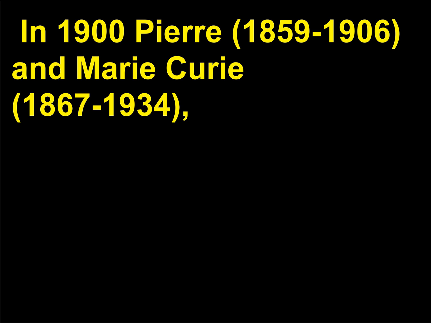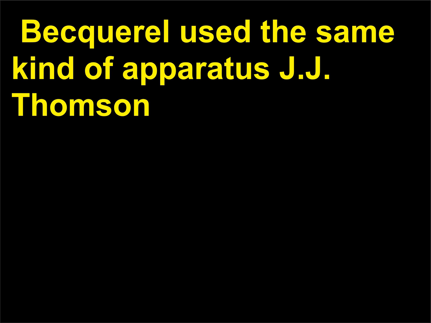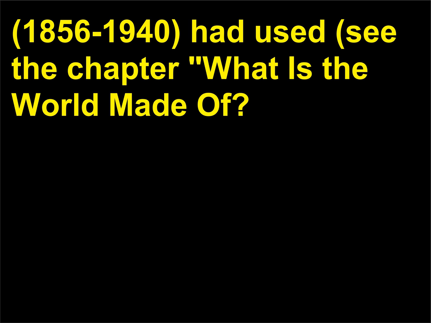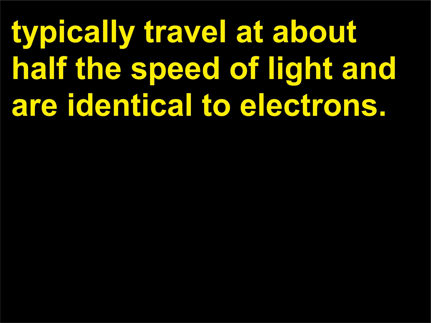In 1900 Pierre, 1859–1906, and Marie Curie, 1867–1934, using an electroscope, found that beta rays are negative particles. Becquerel used the same kind of apparatus J. J. Thomson, 1856–1940, had used. See the chapter What is the World Made of? To measure the ratio of mass to charge of an electron to determine that betas typically travel at about half the speed of light and are identical to electrons.